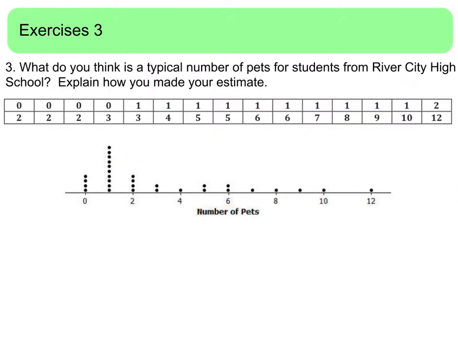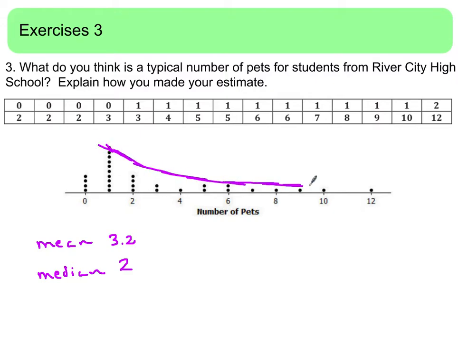In exercise 3, following the same thing, what do you think is a typical number of pets for students from River Oak High School? Explain how you made your estimate. And so when we look at it, here's the dot plot that we created at the beginning of this presentation. And so the median would probably, because remember we just said the mean was 3.2 and the median was 2. Now we want to know that our data tends to be skewed. So we have a skewed data set with a tail to the left.